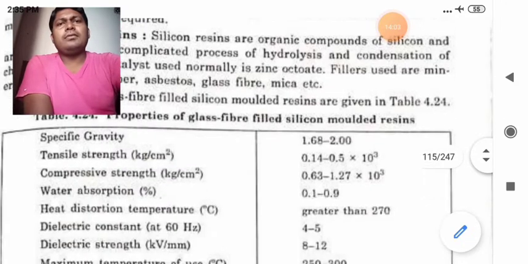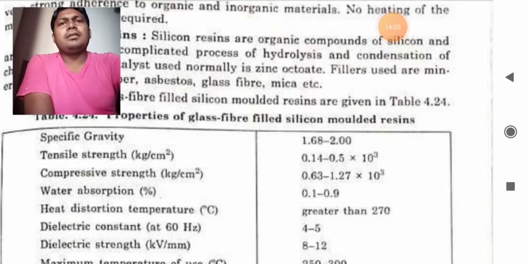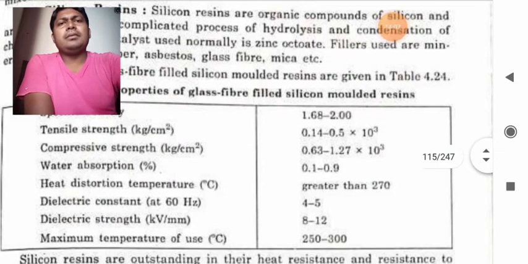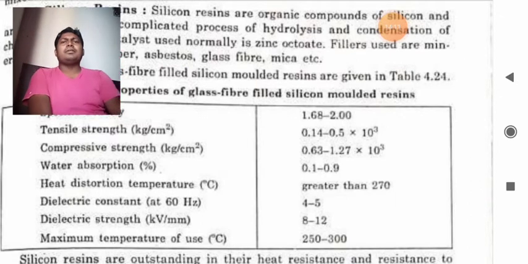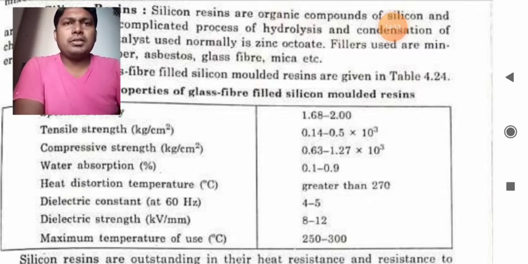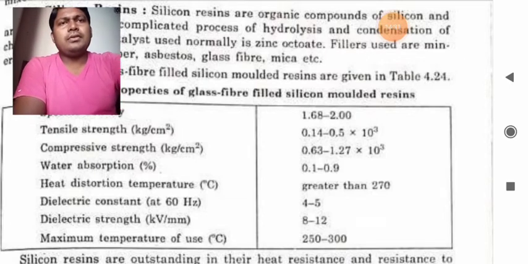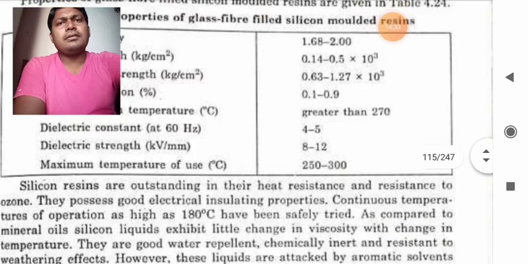So here also you will find specific gravity, tensile strength in kg per centimeter square, compressive strength in kg per centimeter square, water absorption in percentage, heat distortion temperature in degree centigrade, dielectric constant at 60 Hz, dielectric strength in kV per mm, maximum temperature of use in degree centigrade. So the corresponding values are on the screen.